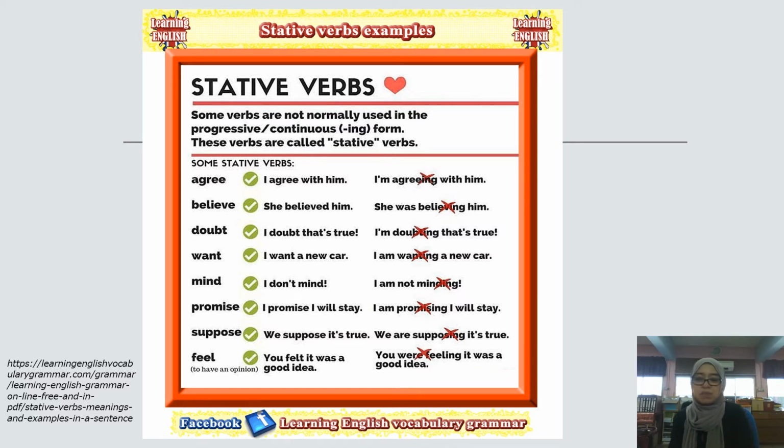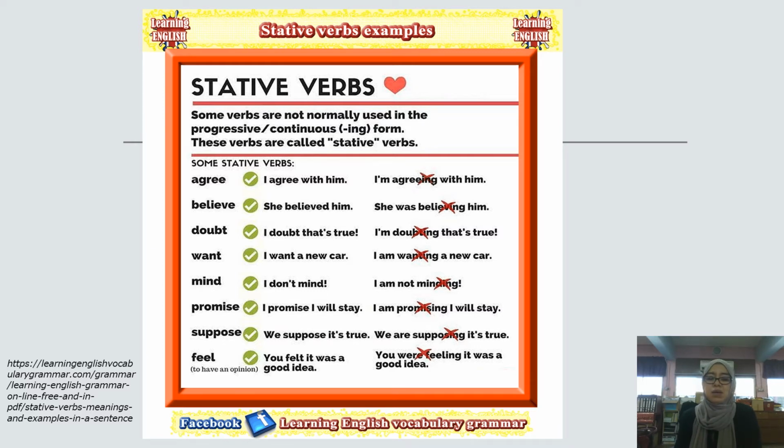Number three, the word doubt. I doubt that's true. And we do not say I'm doubting that's true. The next one is the verb want. I want a new car. We don't say I am wanting a new car. And then we have the word mind. I don't mind. But we do not write I'm not minding.